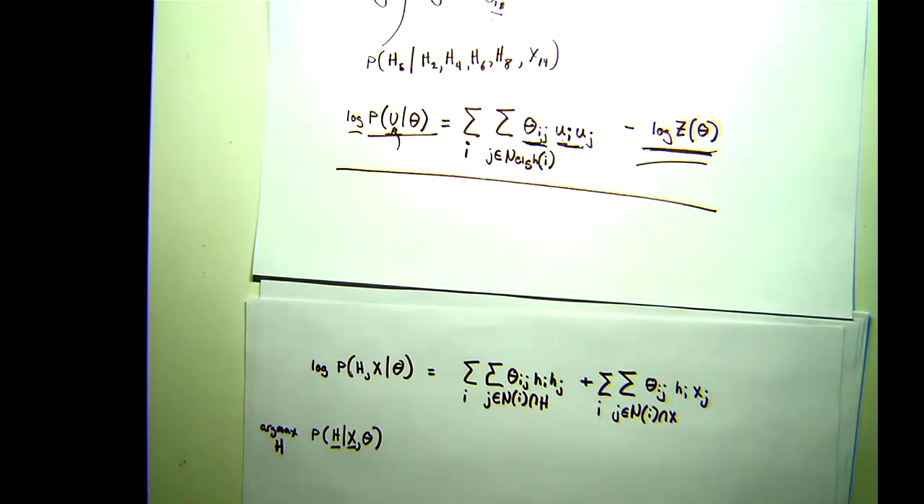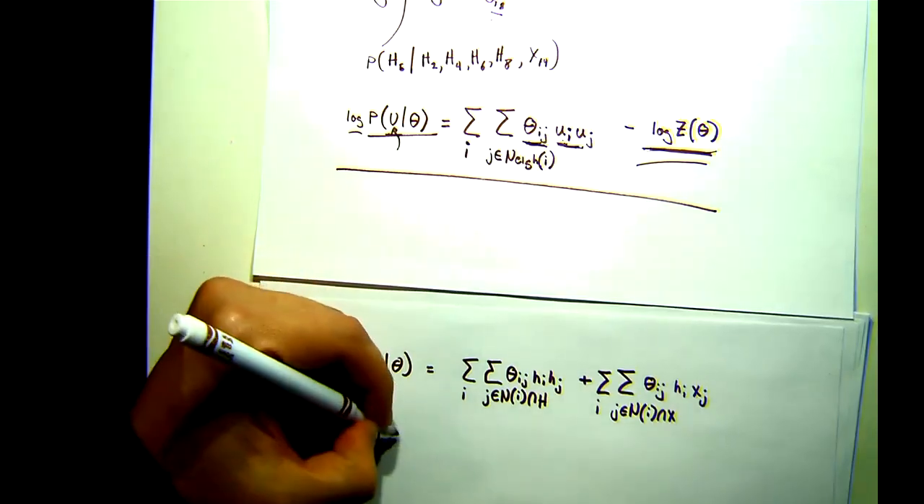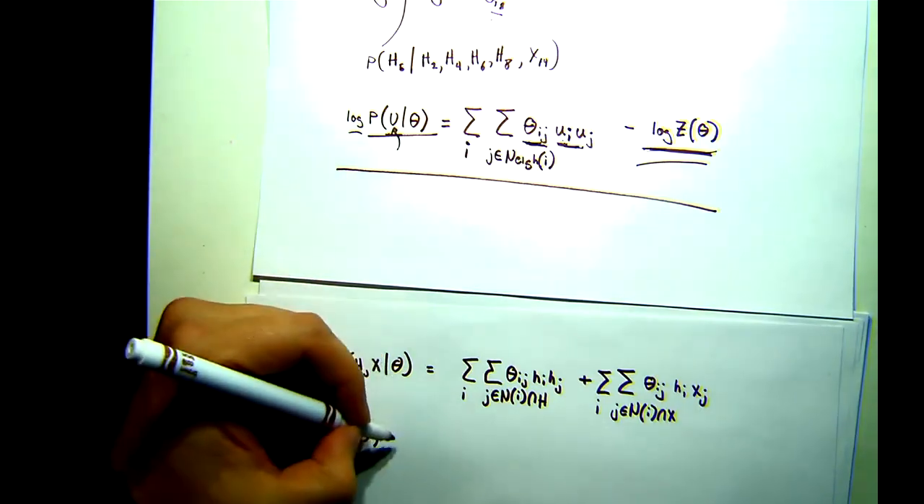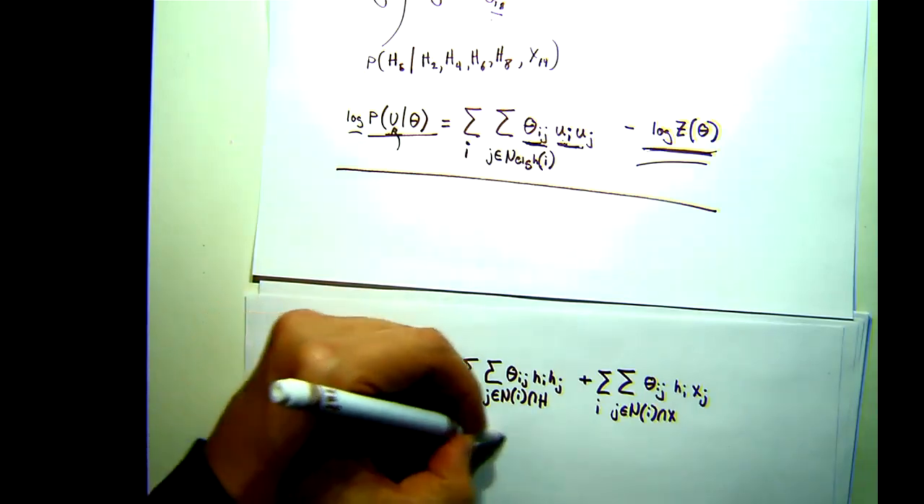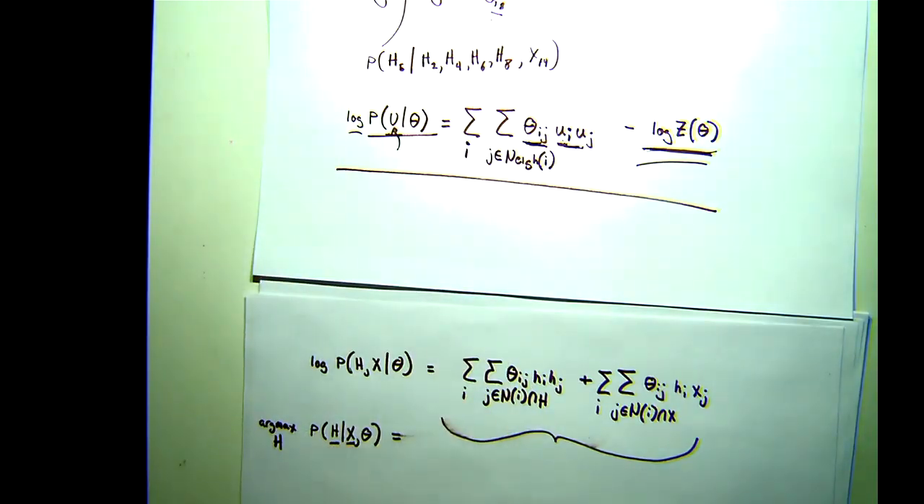So let's start looking at some of this stuff. So if we look at this particular thing, this is going to be equal to basically this same thing right here, but we're going to have to iterate over all the different h's.